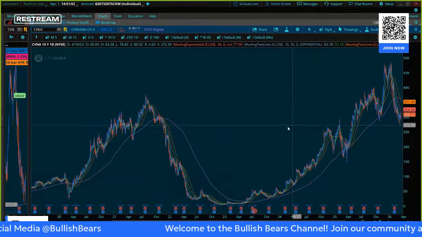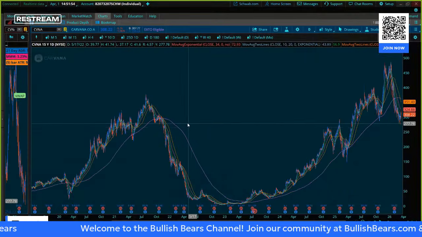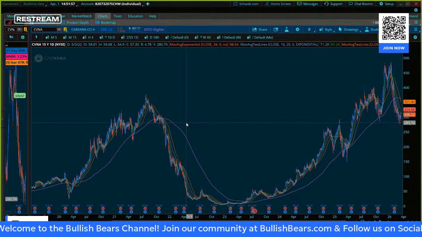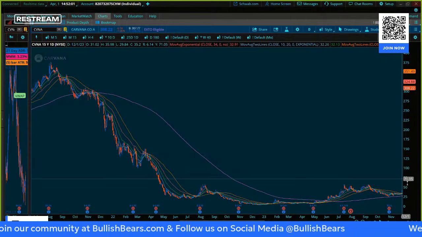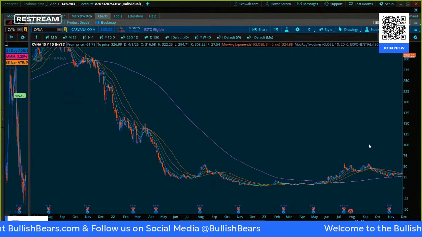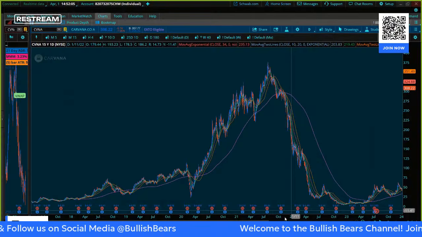And PayPal was setting up a lot like this. So we use Carvana as the example chart. This is a swing trade chart that when you find something like this, you really want to focus on it. Let me zoom out. This is what it ended up doing.